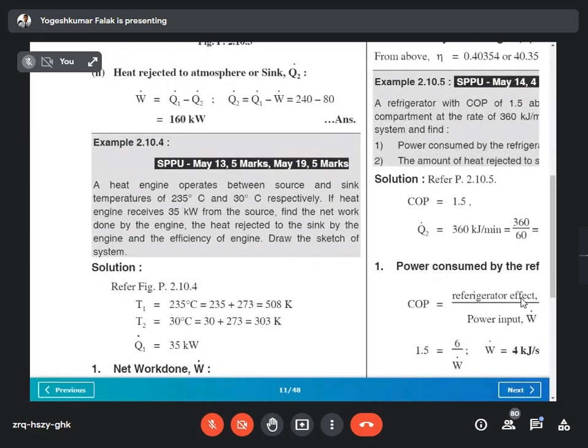Sir, for heat engine, is the efficiency smaller than 1 or greater than 1? Greater than 1. Okay, thank you.